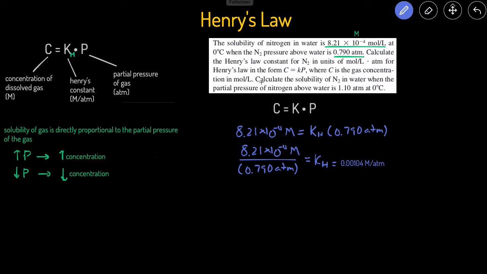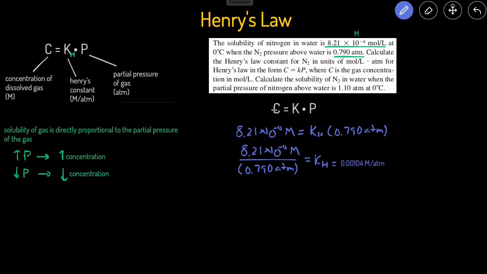So the second part of the question is asking us to calculate the solubility of N2 when the partial pressure above water is now 1.1 ATM. So previously it was 0.79 and now it's increased to 1.1. Well, we know that if we increase the pressure, that should cause the concentration to go up. So that means that the amount of N2 dissolved should be higher than 8.21 times 10 to the negative 4.